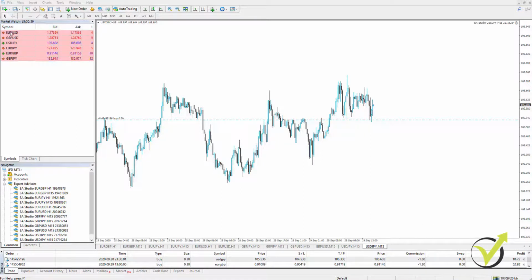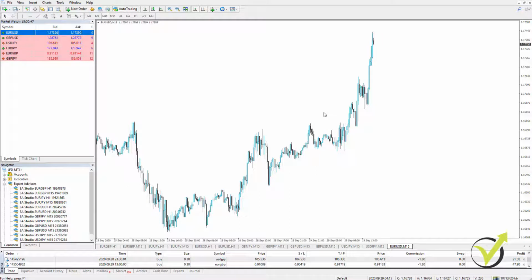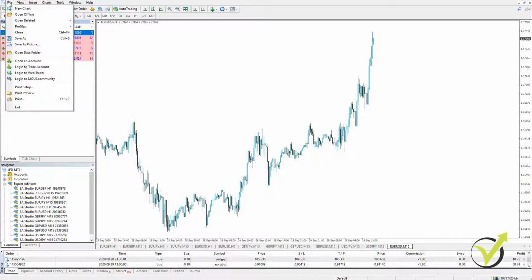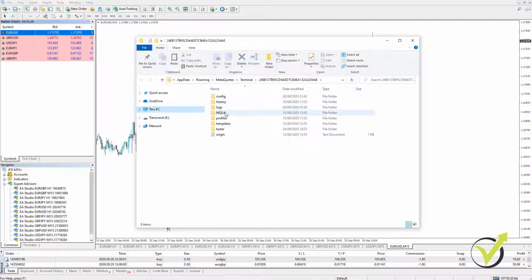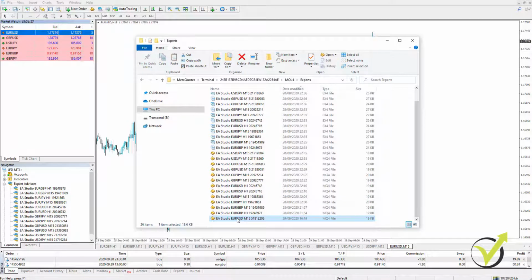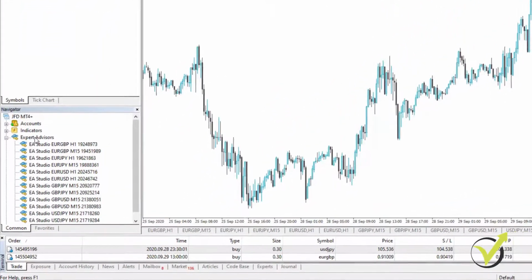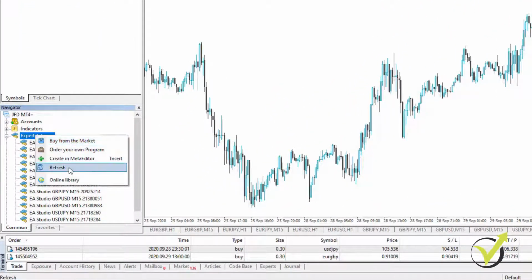It was for euro dollar, and I will right click over euro dollar. I will select chart window, and here it is. Now what I need to do is to go to file, open data folder, and then I click MQL4 and I go to experts. I will drag and drop the expert advisor that Ilan showed in his video, and I will close the folder. I will go to expert advisors in the navigator, right click and refresh.